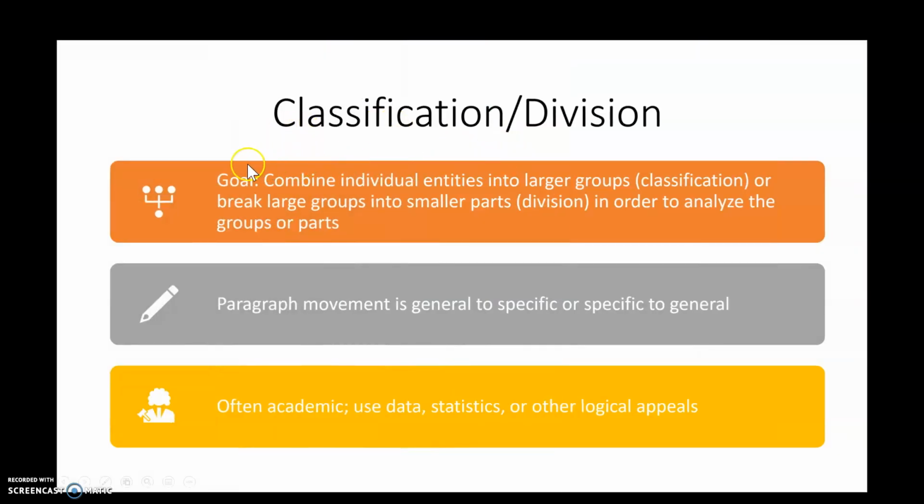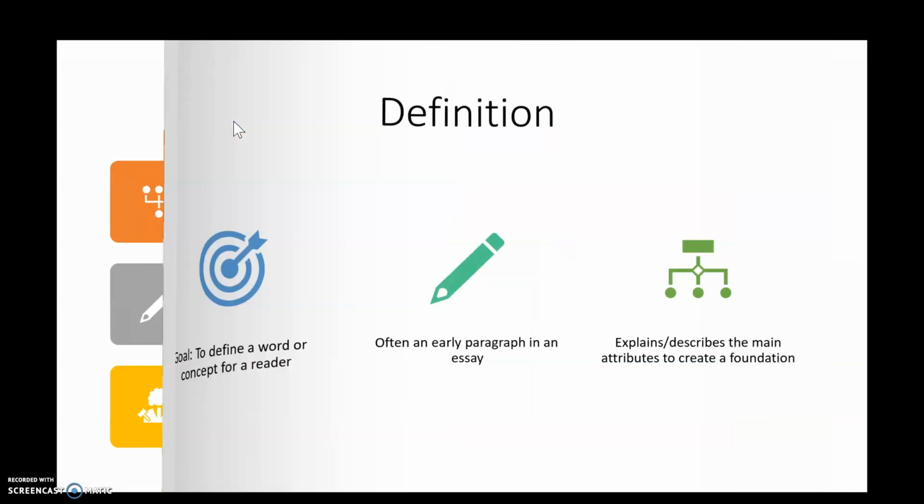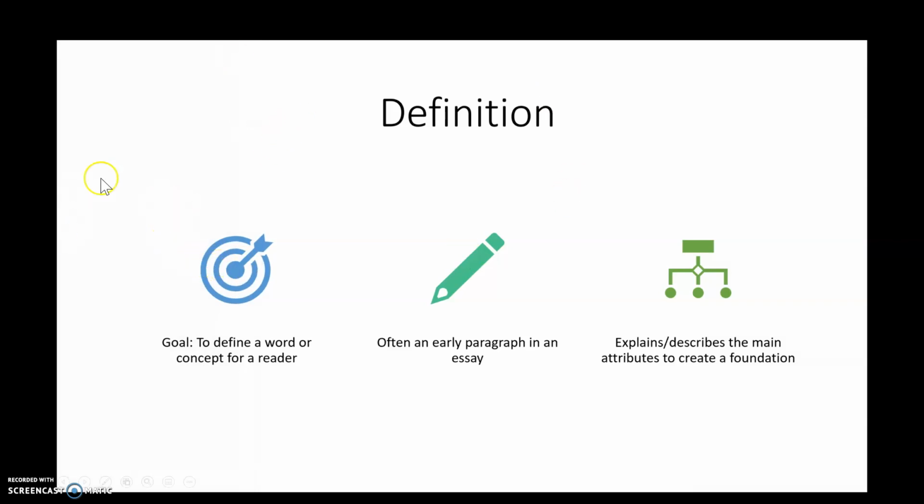Classification and division. This is the type of paragraph that has always created the most confusion for me personally, because my brain doesn't work this way. But the goal is to combine individual entities into larger groups, which is classification, or break large groups into smaller parts, which is division, in order to analyze the groups or parts. And the paragraph movement is from general to specific or specific to general. This is often academic. It often uses data, statistics, or other logical appeals. It is a pretty high-level type of paragraph and not one I think you're likely to use very often in 100 or 101.